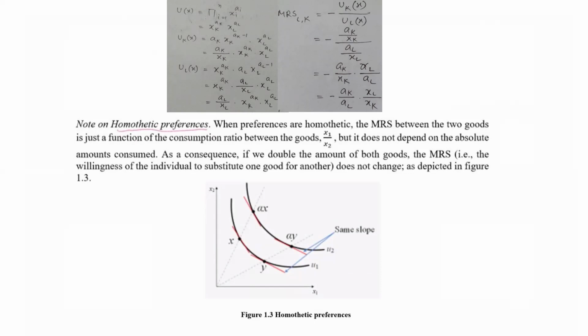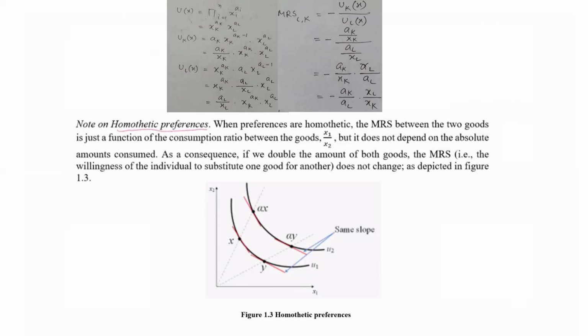Here, this note says that when preferences are homothetic, the marginal rate of substitution between the two goods is just a function of the consumption ratio between the goods, x1 divided by x2, but it doesn't depend on the absolute amounts consumed. If we double the amount of both goods, the marginal rate of substitution will be equal.